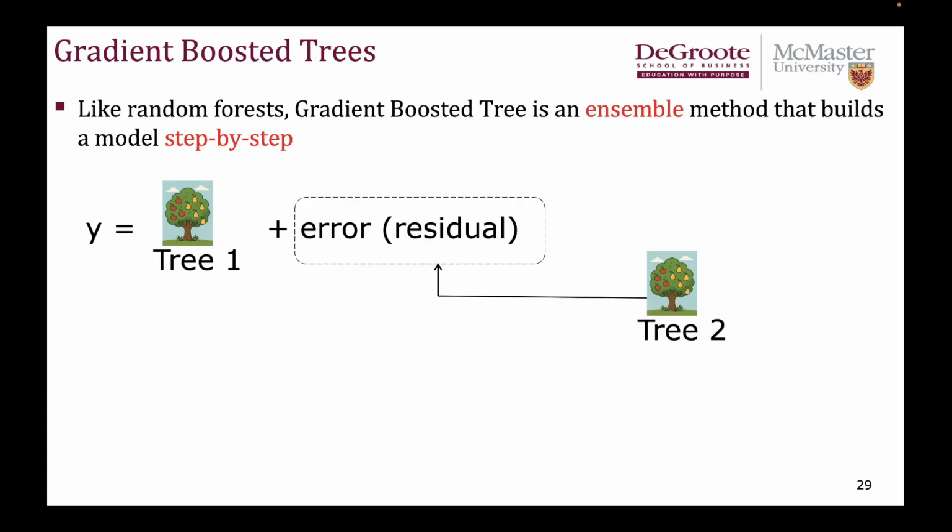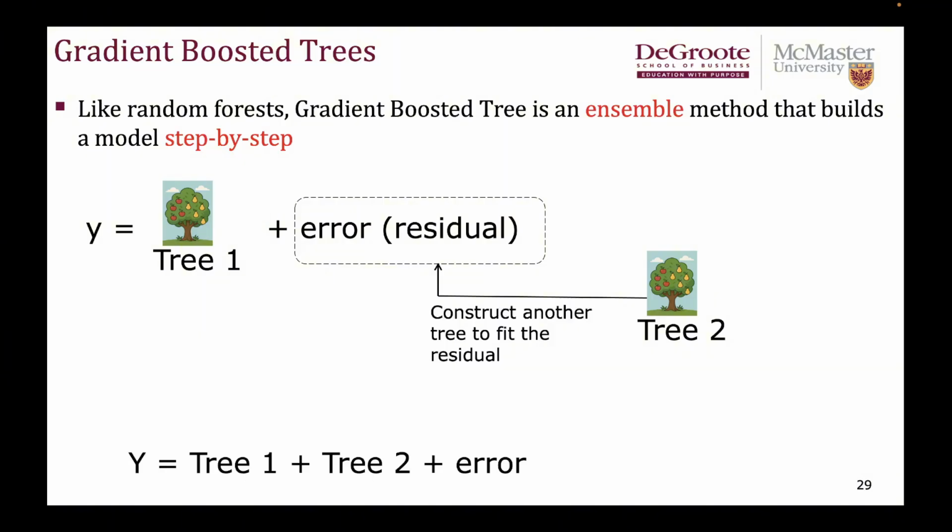The intuition is simple. Tree 1 is the baseline prediction, but there's some gap. That gap is approximated by tree 2 after I fit tree 2 to this residual. So tree 1 plus tree 2 should be a better approximation. But you don't stop here.